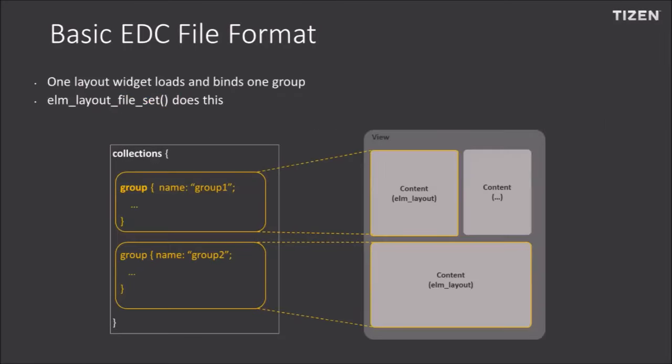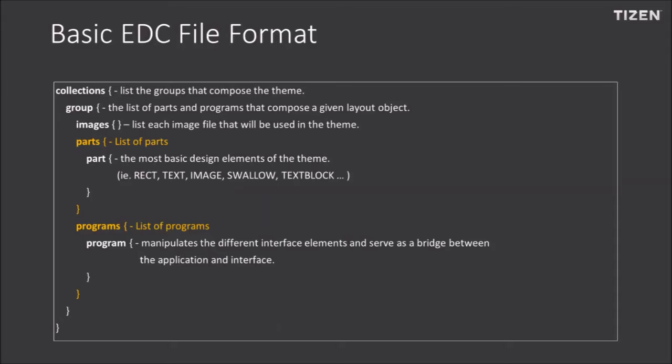Simply, you can load the EDJ file and bind the group to a layout widget with the layout widget API, elm_layout_file_set. Basically, each group consists of two parts, parts and programs. Parts is the list of parts. Each part corresponds to a design element of the theme. The types of the parts are the specific color of the rectangle, image, text, etc.